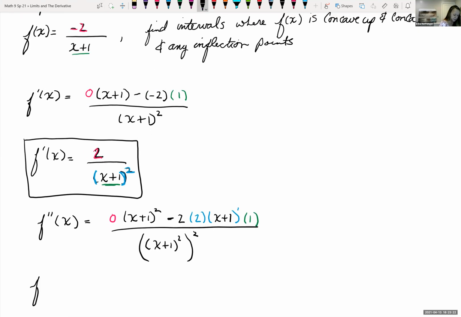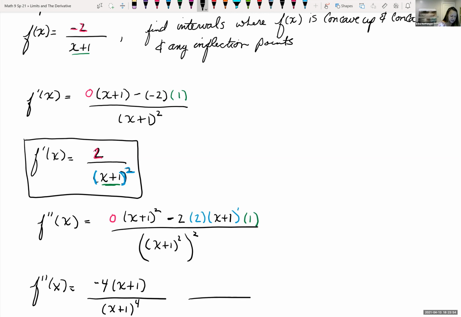So cleaning it up a little bit, in our numerator we're left with -2 times 2, which is -4, all times that quantity x plus 1, all over x plus 1 squared squared. Power to power is multiplication, so squared squared, 2 times 2 is 4.